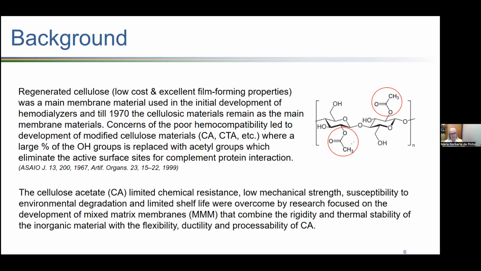But cellulose acetate, besides being an excellent film former, has limitations like chemical resistance and low mechanical strength. So what we are doing is trying to produce mixed matrix membranes by introducing silica, and we will see how we do that, to combine the rigidity and thermal stability of the inorganic material with the flexibility and processability of the cellulose acetate.